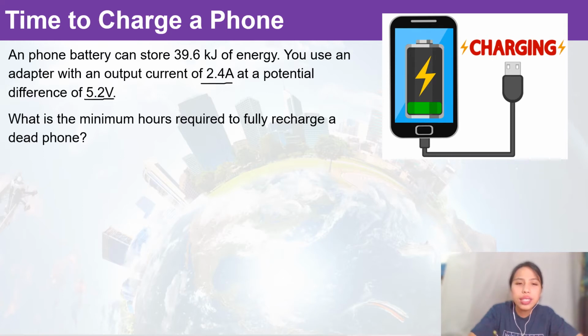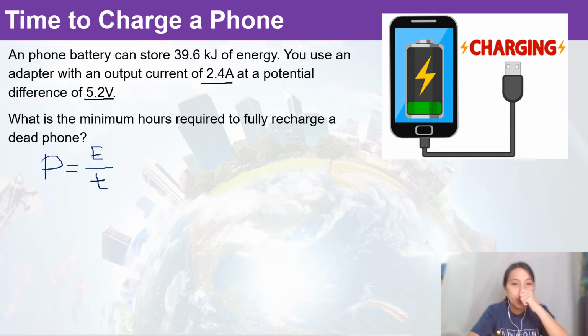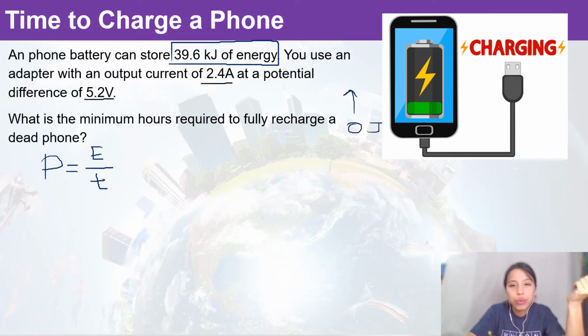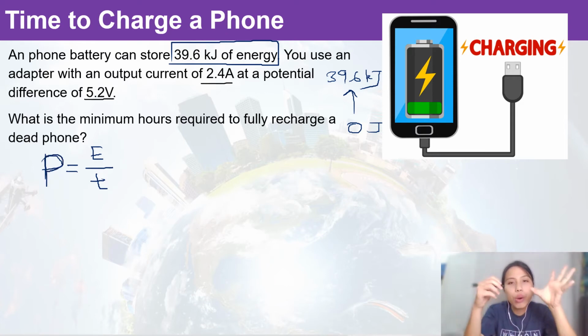Well, we just learned about power. Power can be the change in energy over time. And we know the phone battery can store this amount of energy. So if the phone is dead, you're going from 0 joules all the way up to fully charged, 39.6 kilojoules of energy. Oh, so we do know the change in energy. But do we know the time? We're trying to find that. Do we know the power? What is the power of your charger?